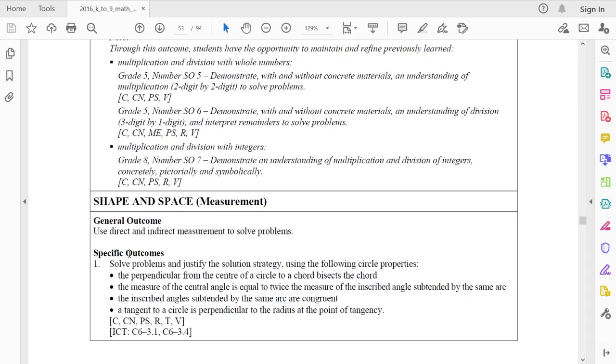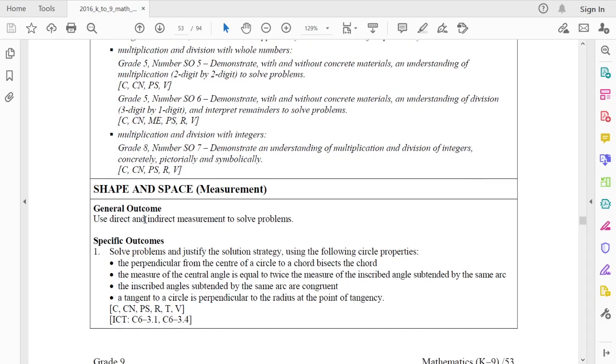Starting with outcome number 1, solve problems and justify the solution strategy using the following circle properties. The perpendicular from the center of a circle to a chord bisects the chord. The measure of the central angle is equal to twice the measure of the inscribed angle subtended by the same arc. The inscribed angles subtended by the same arc are congruent, and a tangent to a circle is perpendicular to the radius at the point of tangency. So each of those 4 points will get a video of its own.